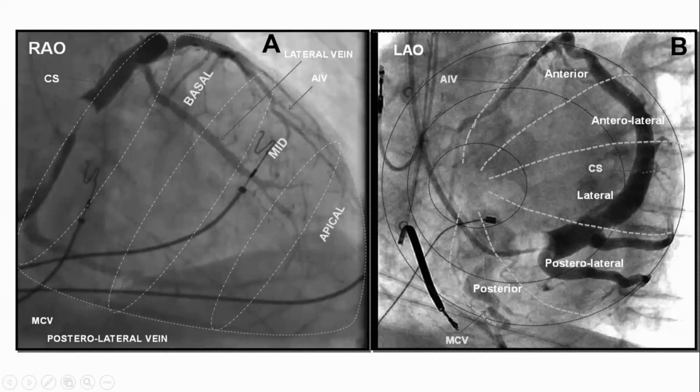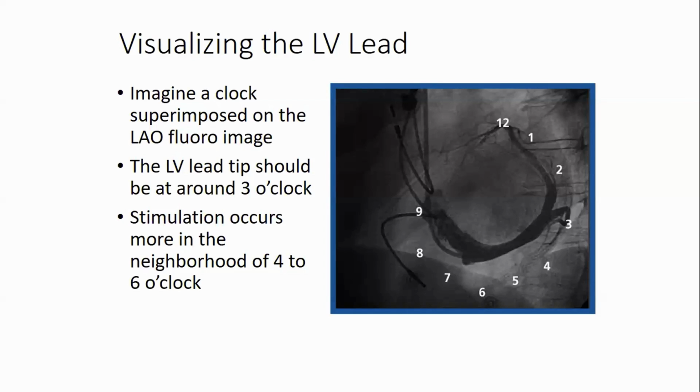Right? So this sort of is a nice diagram to tell us where we should be. We can think of it again as a clock face. So in a clock face, ideally we should be between 4 o'clock to 6 o'clock position, as we said, posterolateral to lateral position.